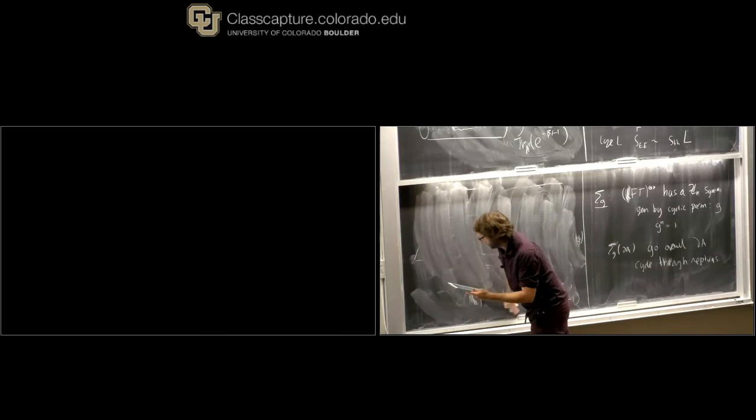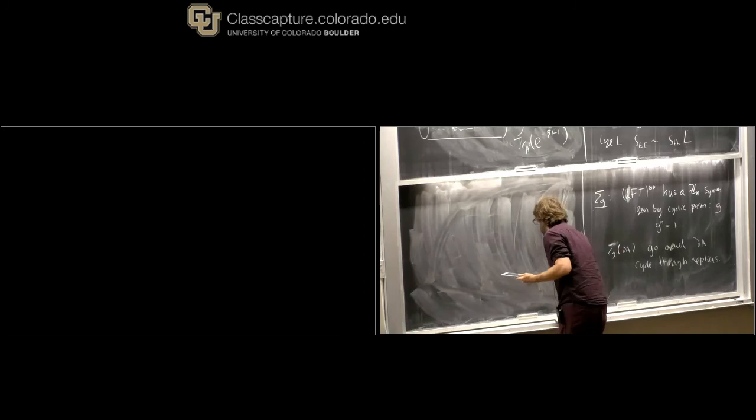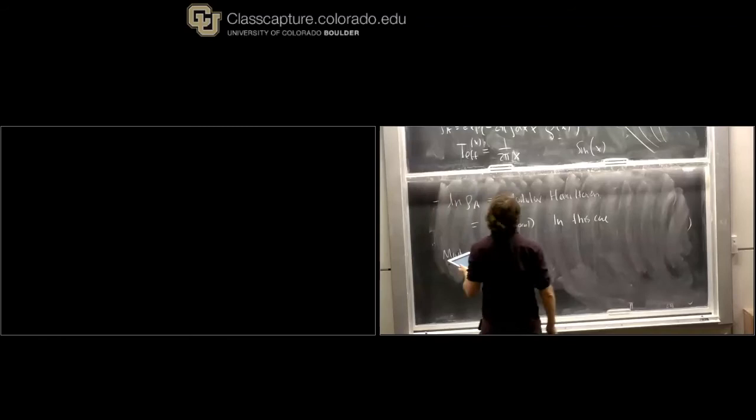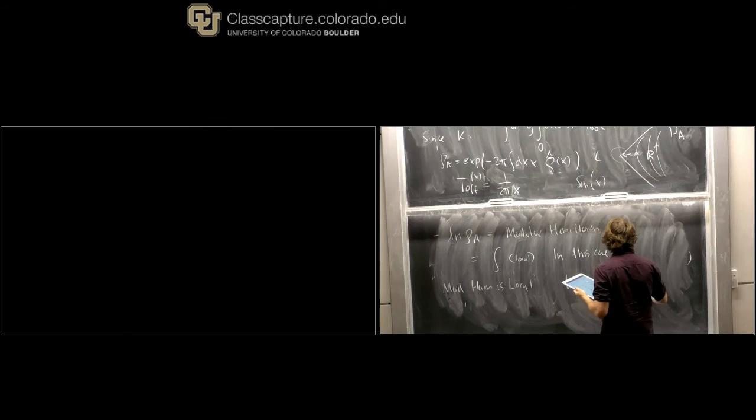The other thing I should have said is that another reason that you might call this local is that K generates a local flow, right? Or some local transformation, which in this case is just a boost. And so this flow will be called modular flow. In this case it's local. And I'm going to draw a picture of what that flow looks like in each of these cases.